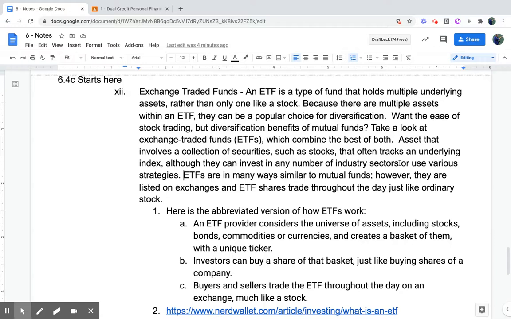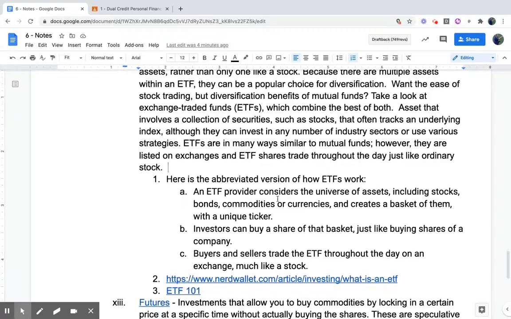So ETFs are in many ways similar to mutual funds. However, they are listed on exchanges, and ETF shares trade throughout the day just like ordinary stock. So that's the big difference between an ETF and a mutual fund. A mutual fund you won't be able to buy on the stock exchange. Stocks you can buy on a stock exchange, and now we have this ETF which you can also buy on an exchange. And we talked about the list of exchanges before.